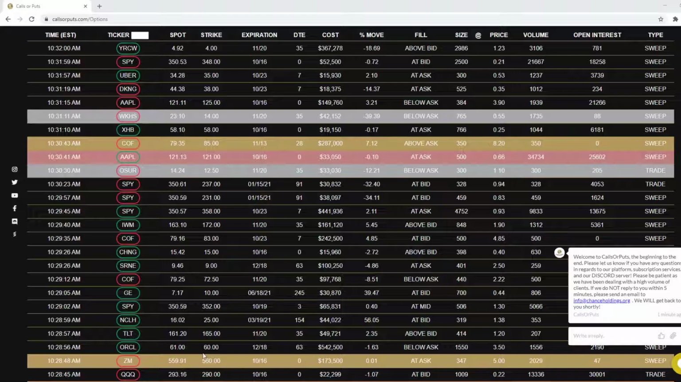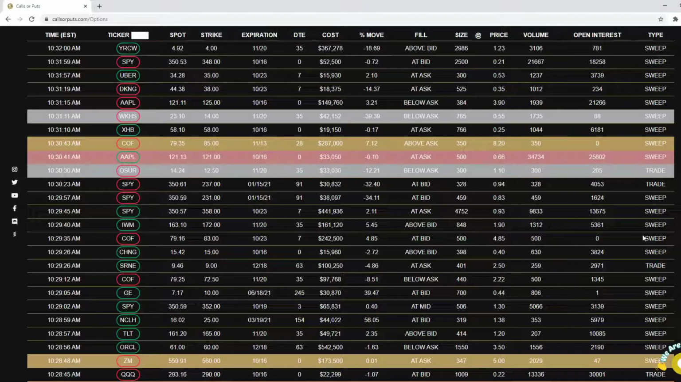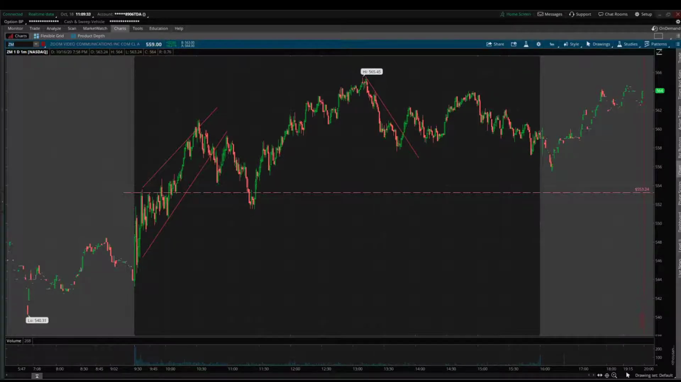So once I saw this ZM put sweep right here, I go and I look at my chart, which was here. So they entered at 1028 right here. They literally entered near the top right here. The reason for this, knowing that, well, hindsight is 20/20, but after I saw that put sweep, I drew this trend line, and I also drew a trend line on the bottom. This formation is called a rising wedge, which is typically a bearish formation.